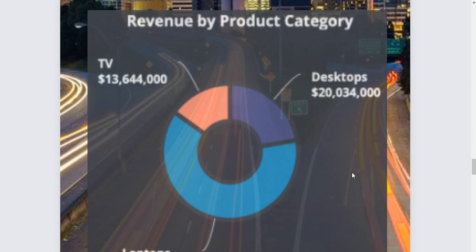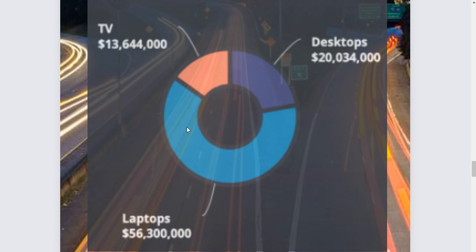Here we have an example of something similar to a pie chart, revenue by product category. So here we have that laptops give the company the most amount of money, followed by desktops and then television sets.